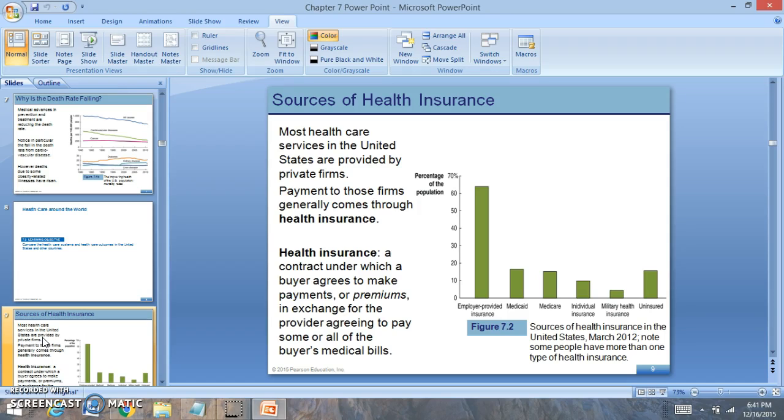When we look at the health insurance market, you'll notice that we're paying a lot of premiums. And these premiums that we're paying are providing an agreement for payment in the future or services in the future.